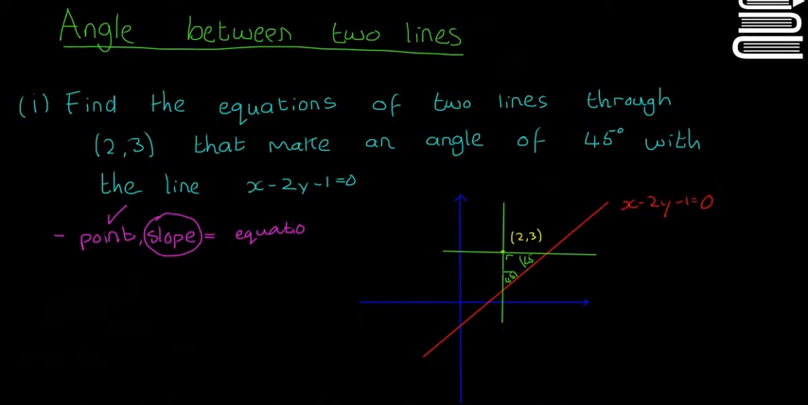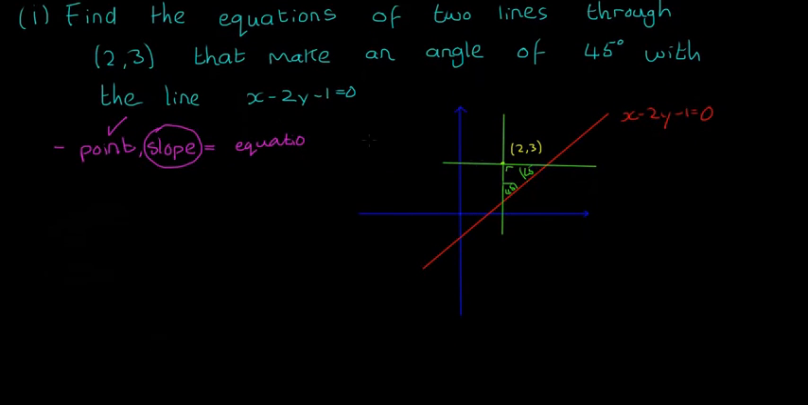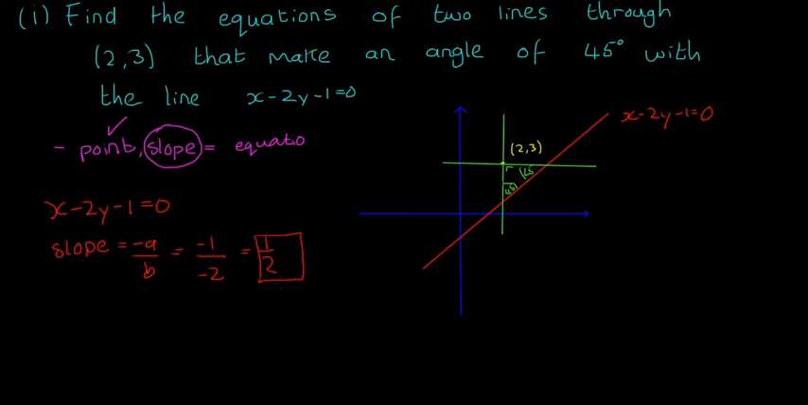All right, so what can we do? We're going to find the slope of the red line. So we say x minus 2y minus 1 is equal to 0. The slope of that is going to be equal to minus a over b, which is going to be minus 1 over minus 2, or just a half. Alright, so put that down, a half.